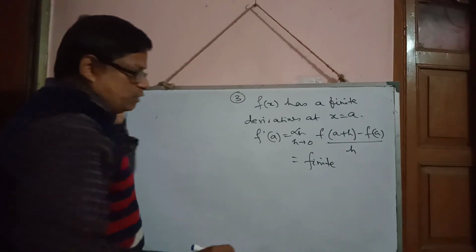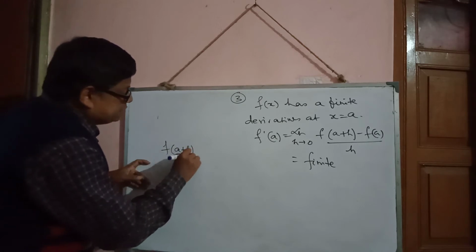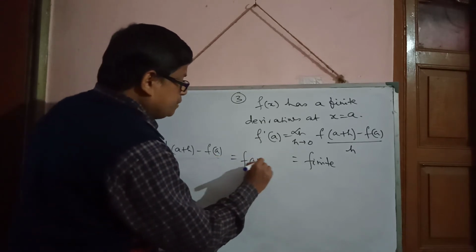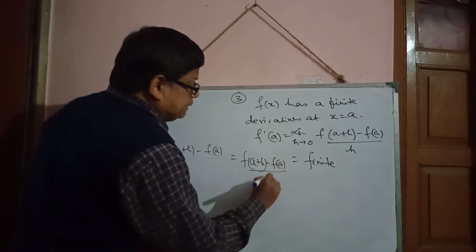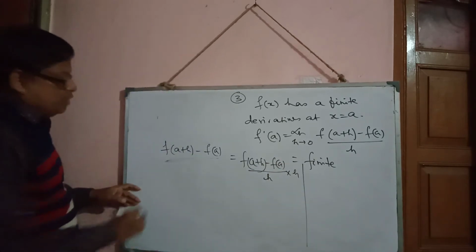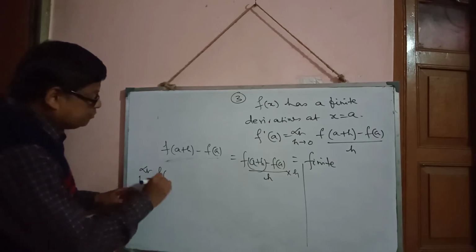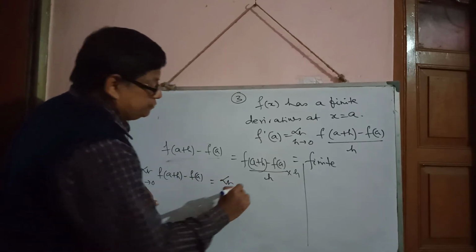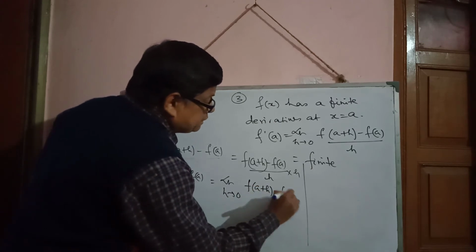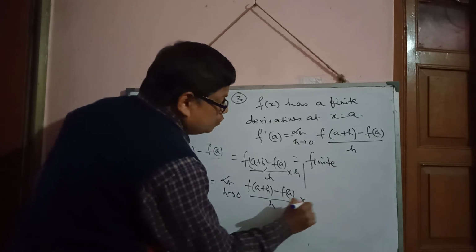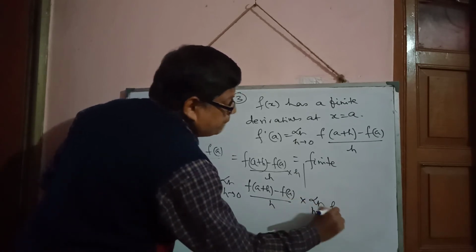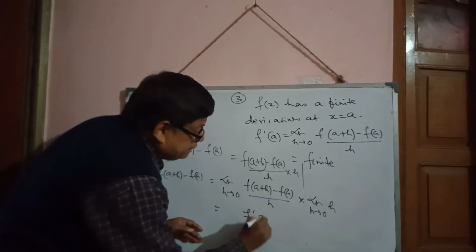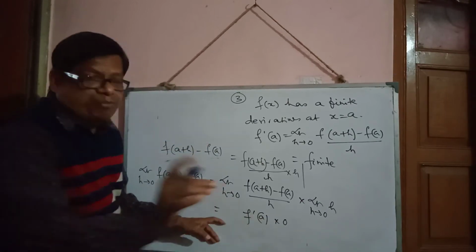So we can write f(a plus h) minus f(a) by h into h. Now limit h tends to 0 of f(a plus h) minus f(a) equals limit h tends to 0 of f(a plus h) minus f(a) by h, into a separate limit, limit h tends to 0 of h. This one is given, f'(a) finite is given. So write f'(a) into 0. So this is a finite number.